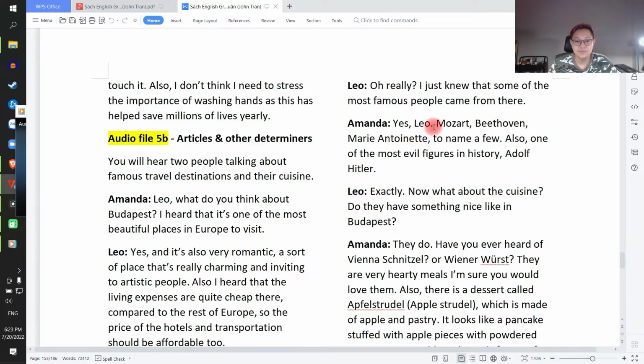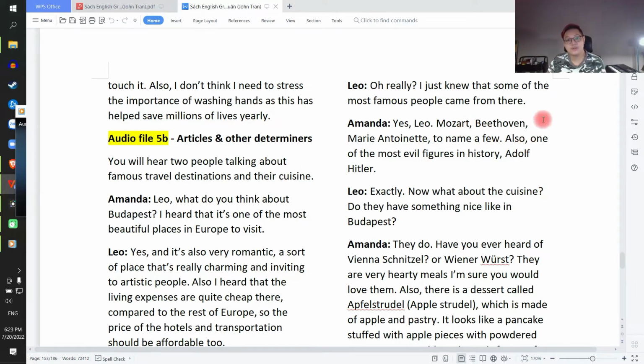Yes, Leo. Mozart, Beethoven, Marie Antoinette. Marie, because this is a French name. To name a few. Also one of the most evil figures in history, Adolf Hitler, or Adolf Hitler if you want to say it in German.